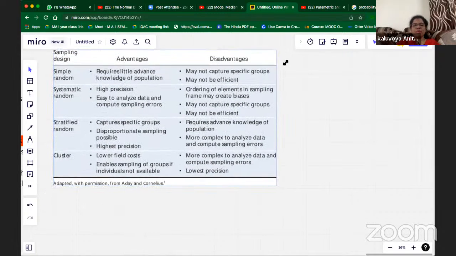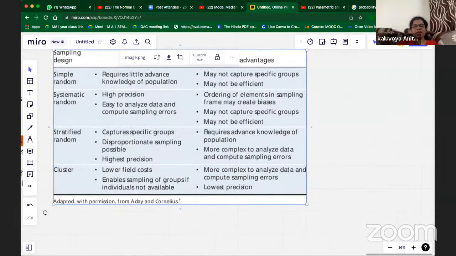So these are the probability sampling. There are two methods. One is probability sampling. The other one is non-probability sampling.